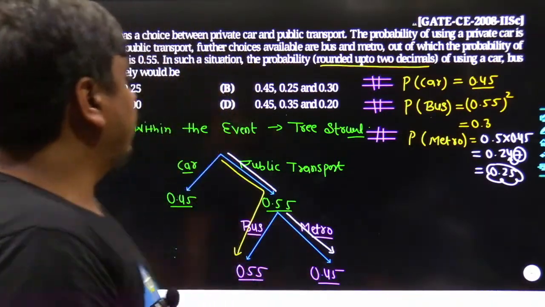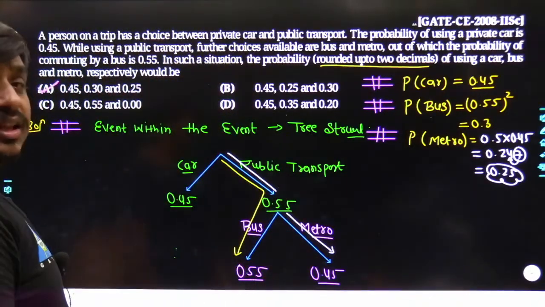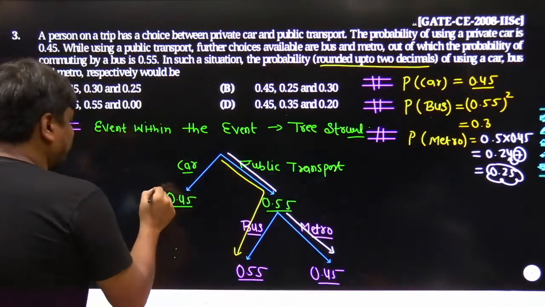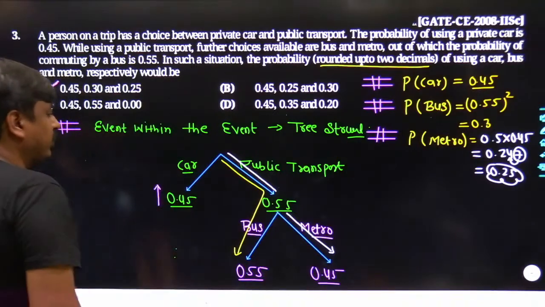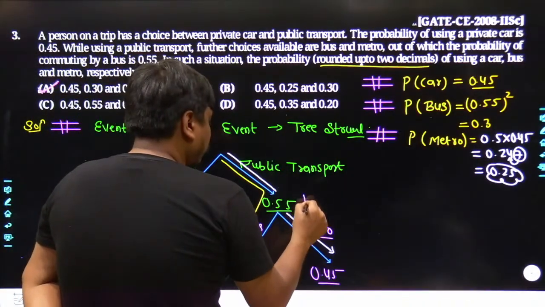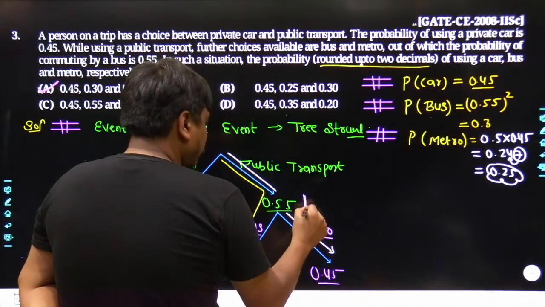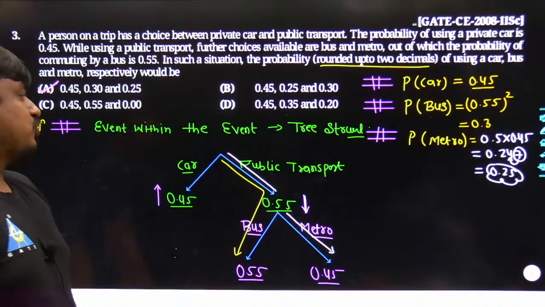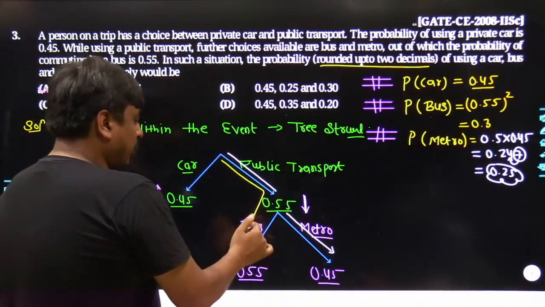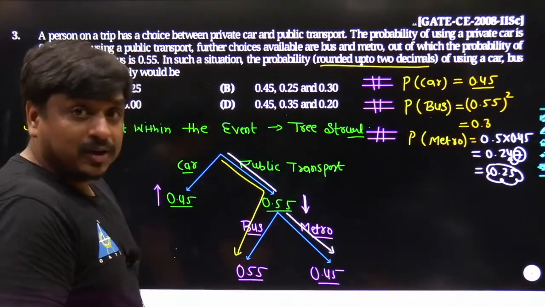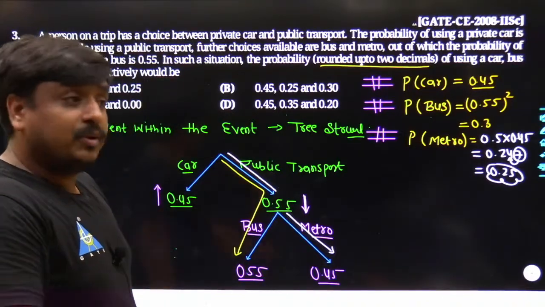Let me take another dimension of this problem. See what I am doing over here. Let's take the possibility that I have been moving through the car keeps increasing. In that case, what would happen? The possibility that I would be moving through public transport would keep decreasing. And if it happens so, by default you can see the probability that I would be moving through the bus, the probability I would be moving through the metro would keep decreasing.